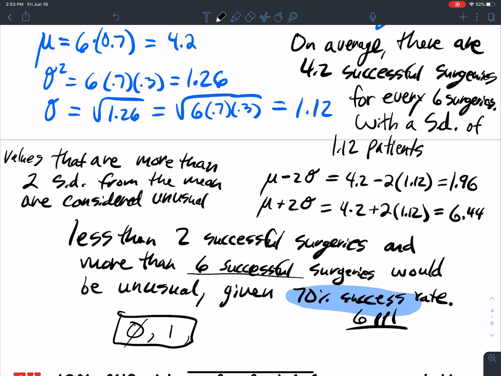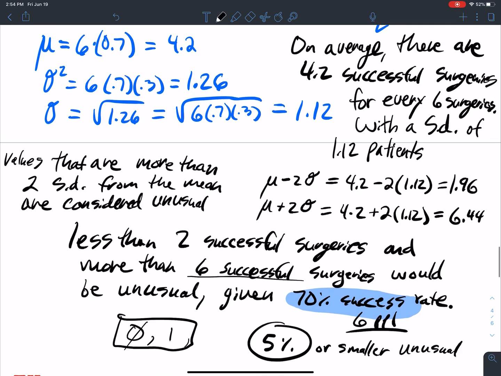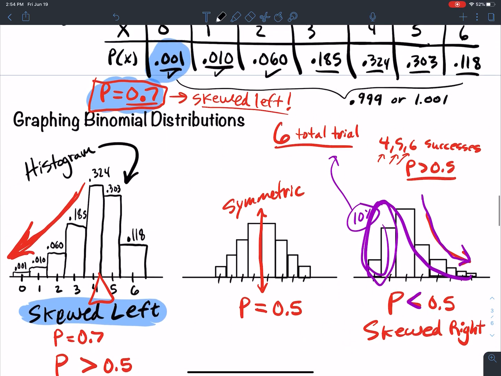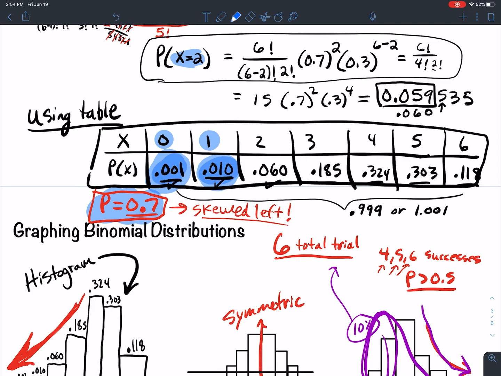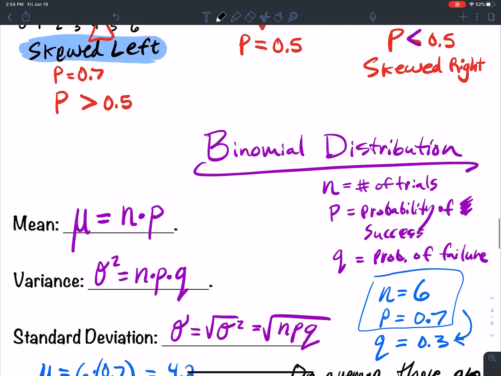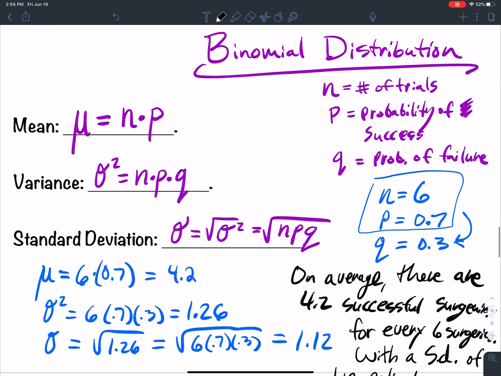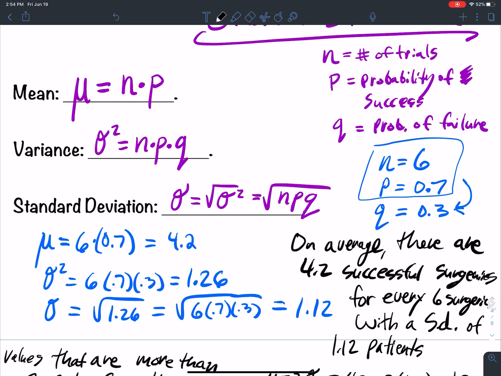And so remember, 5% or smaller, that's unusual. And if you think about the probability distribution that we found in the last video, which events are unusual? Well, it looks like the unusual ones are when we have 0 successes and 1 success. They're unusual because these percentages are less than 5%. Once you get into 2 successes, that's 6%, and it just goes up from there. So that's the idea of what's going on with your mean, your variance, and your standard deviation.